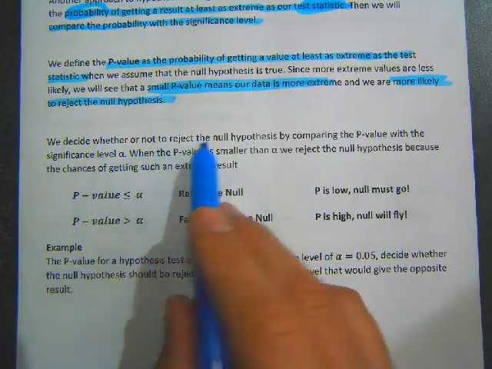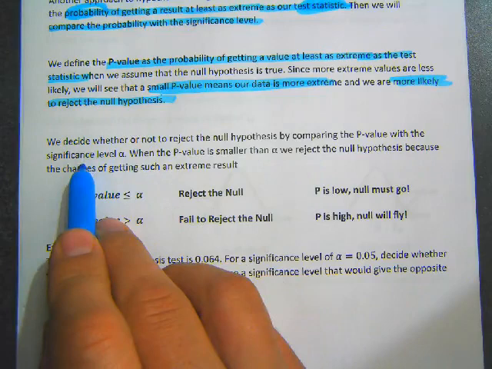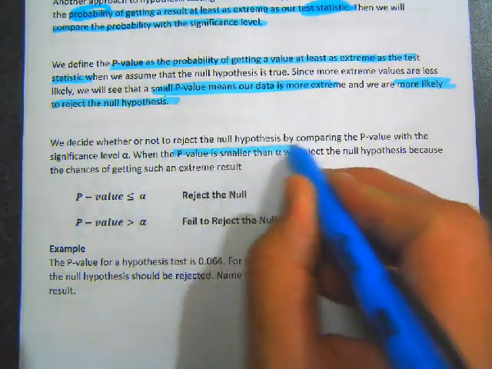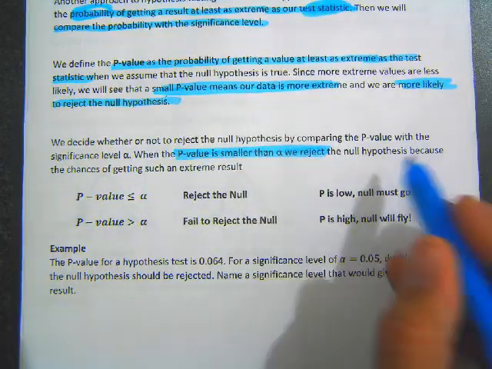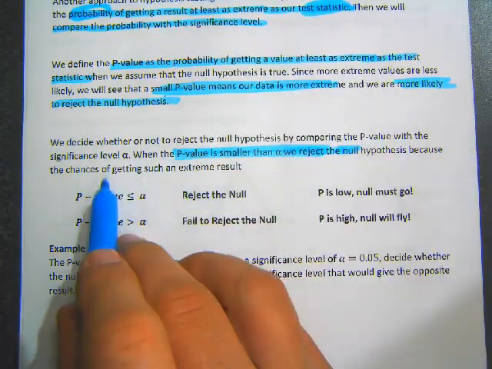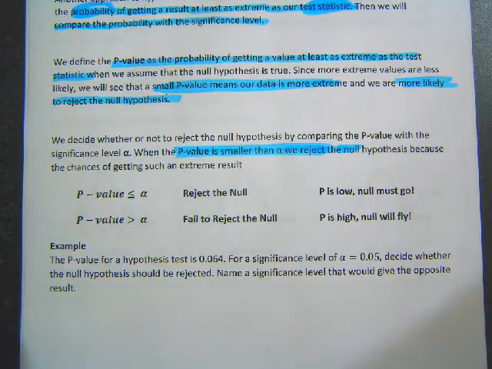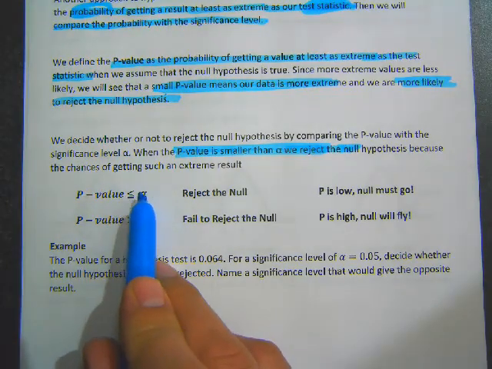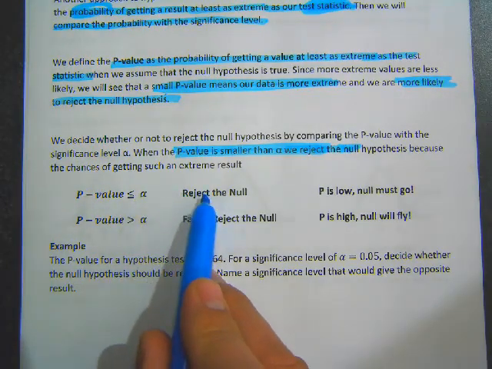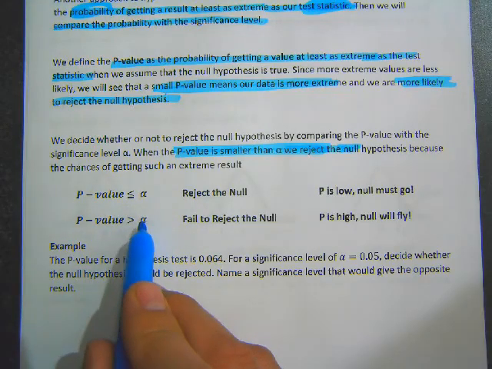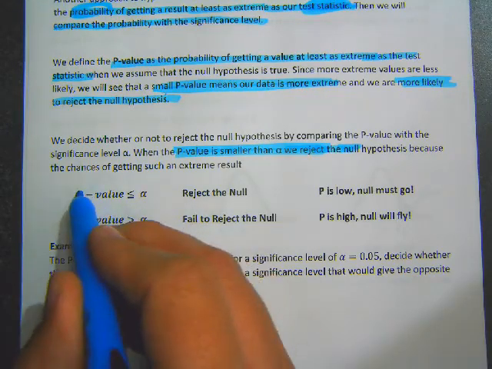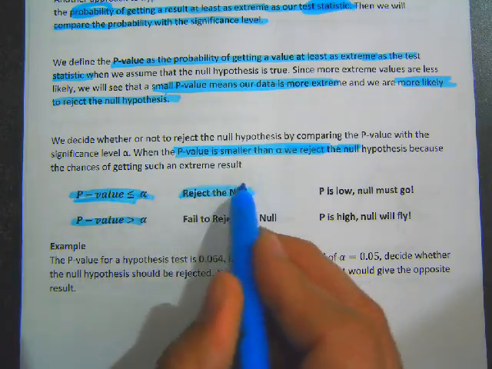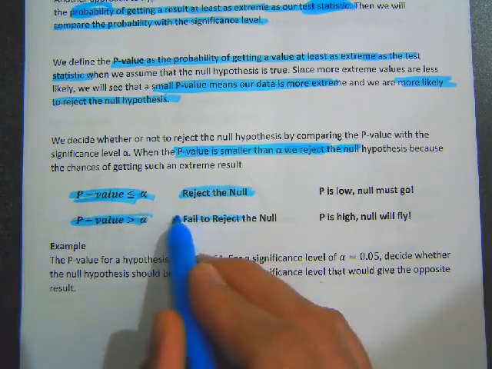So we decide whether or not to reject by comparing the p-value with the significance level. If the p-value is smaller than the significance level, then we reject the null, because the chances of getting such an extreme result are slim. So if the p-value is less than the significance level, reject. If the p-value is bigger than the significance level, fail to reject. That's how this works. You calculate your p-value. If it's small enough, you reject. If it's too big, if it's not small enough, you fail to reject.